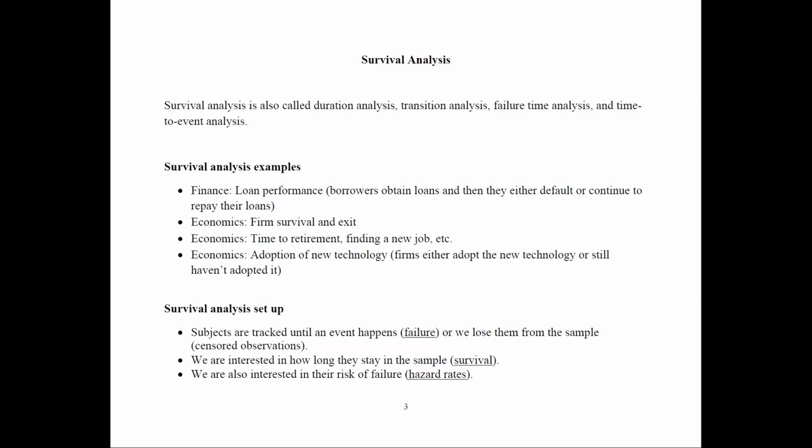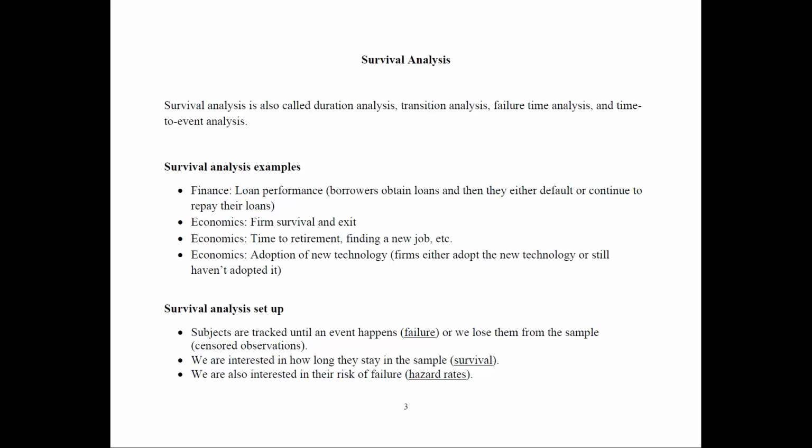So if the event happens, we are saying that they're failed. And again, sometimes this failure may be a good event, such as finding a job or adopting a technology or something like that. But the word event and failure sometimes are used interchangeably. So we follow them until that time, until this event happens, or until we lose them from the sample.